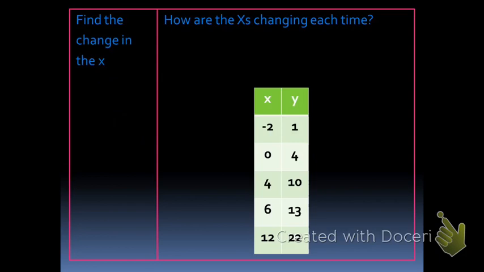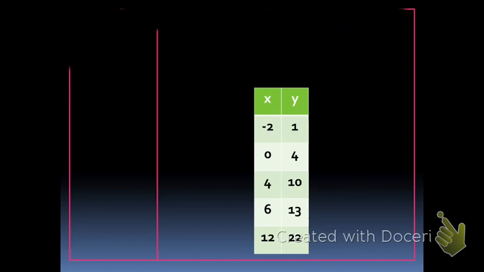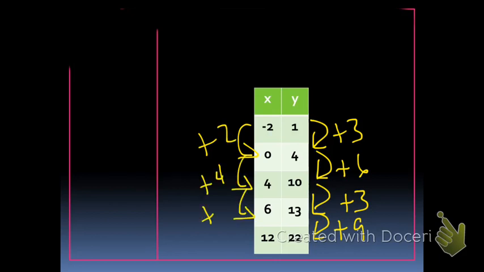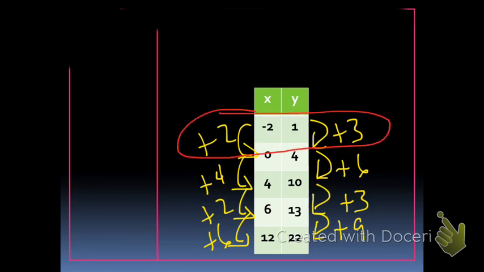So when we look back at this, I'm going to erase this so it doesn't mess you up. But remember, plus 3, plus 6, plus 3, plus 9, plus 2, plus 4, plus 2, plus 6. So I'm going to do the change in the y over the change in the x, the vertical change over the horizontal change. Remember, this is my vertical right here, this 3.